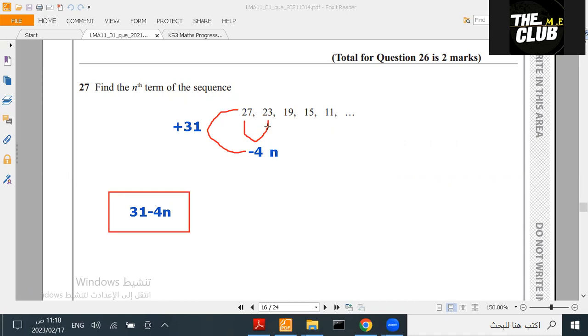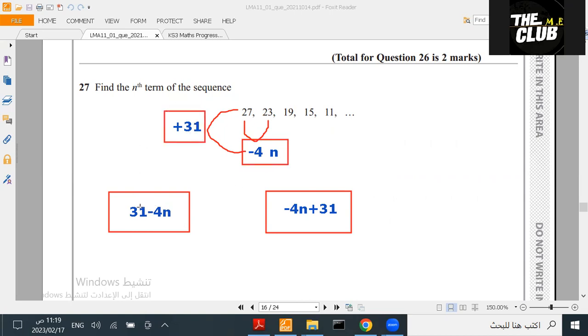Yes. Can we do -4n plus 31? Yes, you can do it in the opposite way. Yeah, you can say it's -4n plus 31. No problem. Yes, both answers are correct. So how did we get it? We found the common difference. Then we said, how did it become the first term? By adding 31. We wrote this one here and this next to it, which is 31. And this is how I answer a question like this. Now let's move on to the next question.